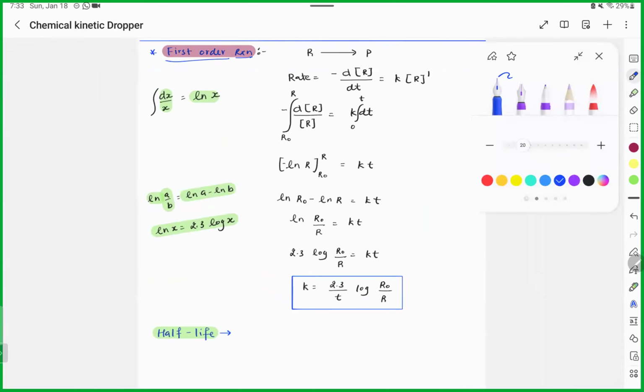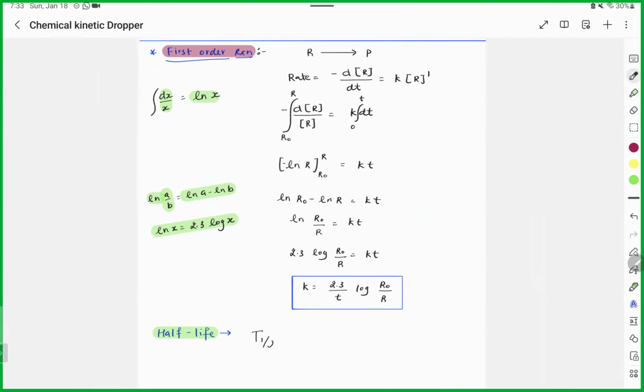So if you see half lifetime, during this half lifetime your R value becomes R naught by 2.